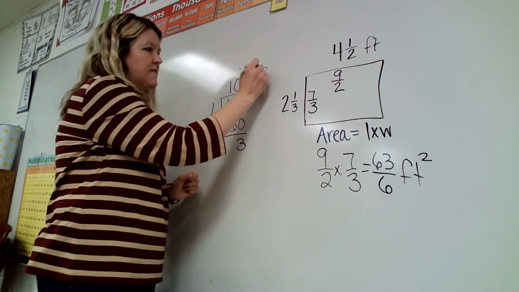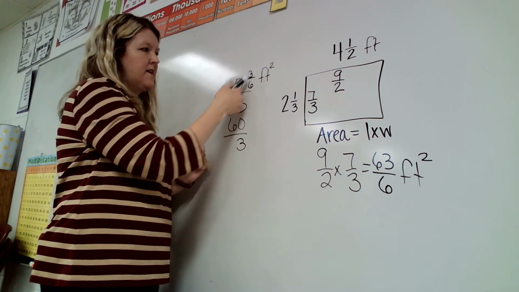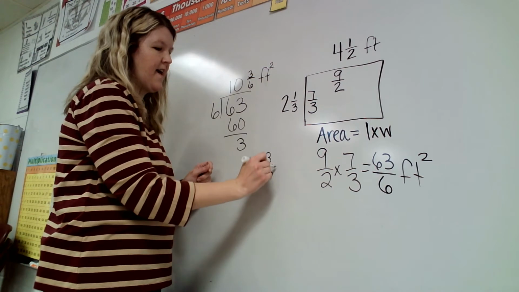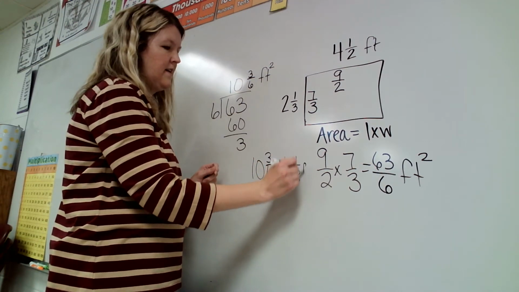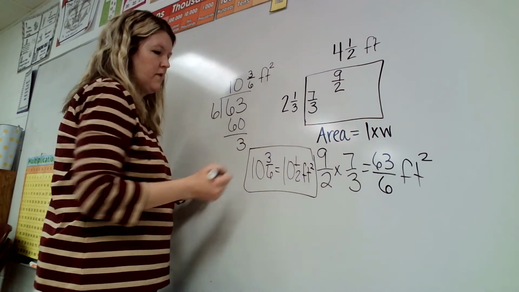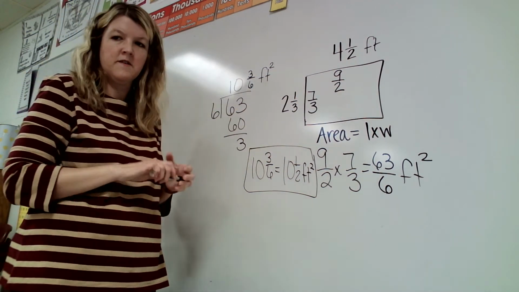Now, if this choice still wasn't there, then we would need to realize that we can simplify 3/6. So 3/6 is the same thing as a half. So 10 and a half would be our answer in simplest form. So that's one way to do it, to change these to improper fractions.